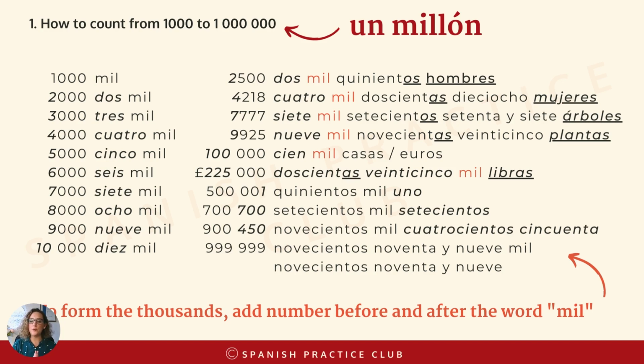In this case, we've got 2,500 men, 2,500 hombres. 4,218 women, 4,218 mujeres. Notice how we just follow the sequence of the number: 4,000, and then 218. And because mujeres is feminine, we need to use doscientas.